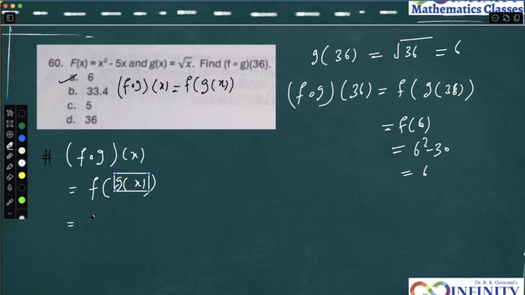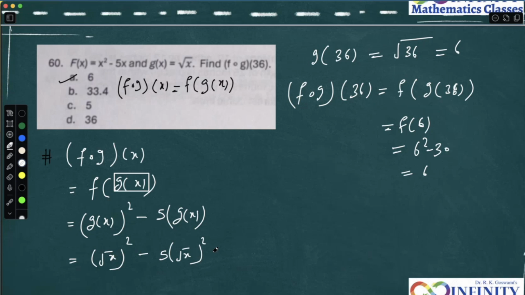So look at the definition. Can I write first g(x) squared minus 5 g(x)? What is the value of g(x)? g(x) was square root of x. Just plug the value. What should it be? It is x minus 5 times square root of x.